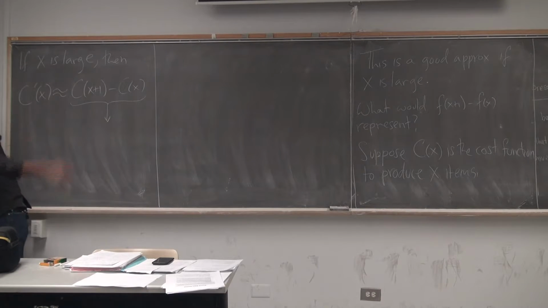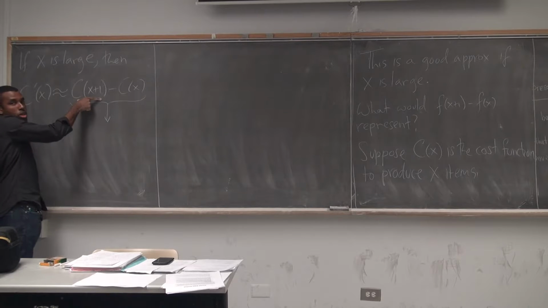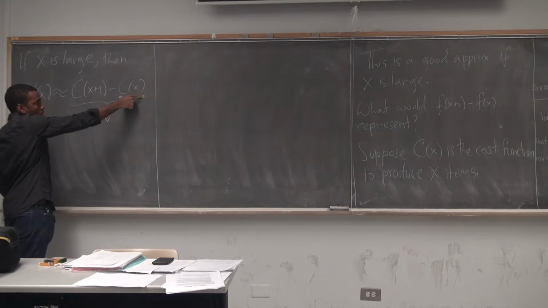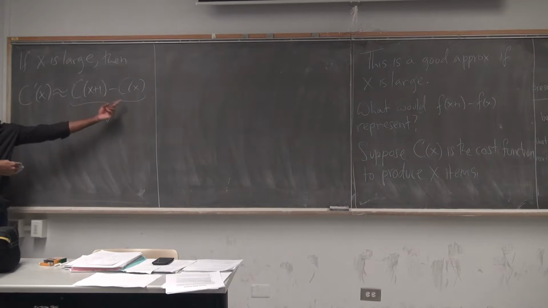Well, let's pretend like X is 1,000, right? So this is the cost to produce 1,000 items. This would be the cost to produce 1,001 items. If I take the cost to produce 1,001 items, subtract the cost of producing 1,000 items, which item cost am I talking about? The last item, right? Meaning after I produce X items, the cost to produce one more, that additional cost to produce one more, that's this expression.